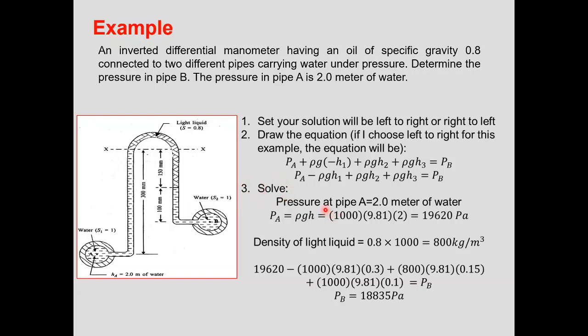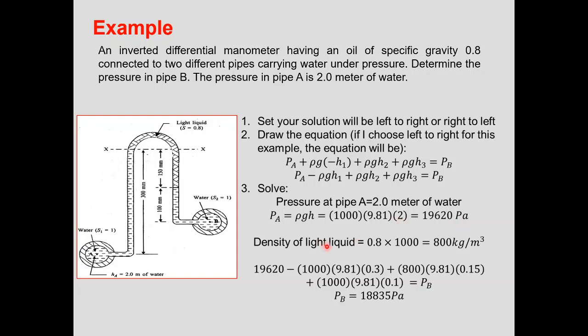So it is given that the pressure at pipe A is 2.0 meter of water. Then we got that PA equal to rho g h. Rho is 1000, g is 9.81, and h is 2. So PA is equal to 19,620 Pascal.